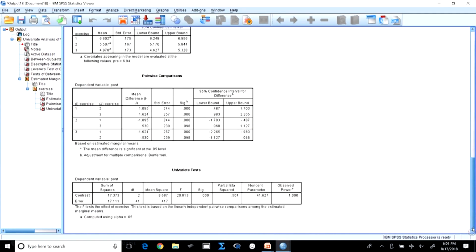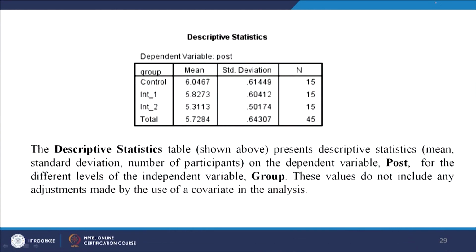So, this is what we have been finding, right. But the question is, is it enough? How do we write it now? See, when you write in a paper, this is how you show. The descriptive statistics, this is what it shows. It shows the mean, standard deviation and the number of participants, right. We saw that these values do not include any adjustments, these are not showing any adjustments.